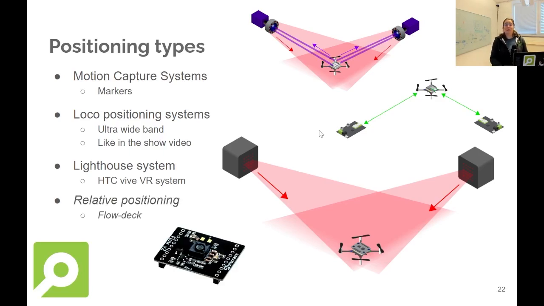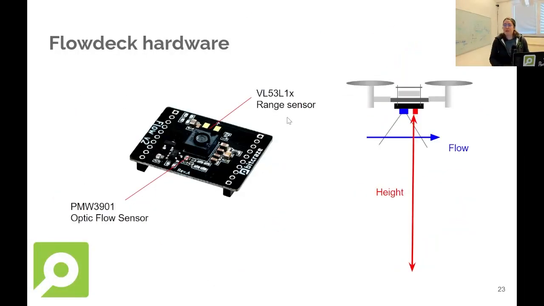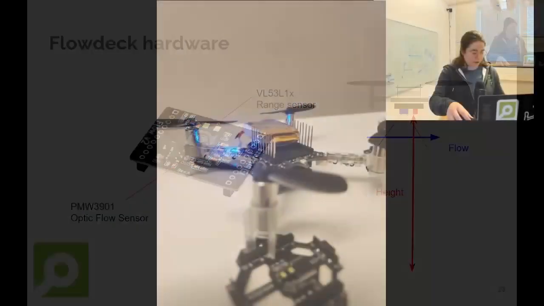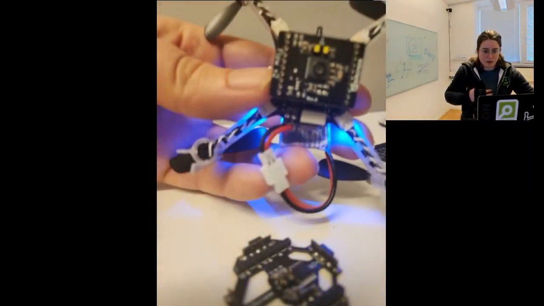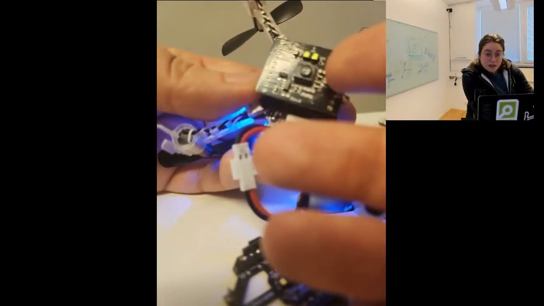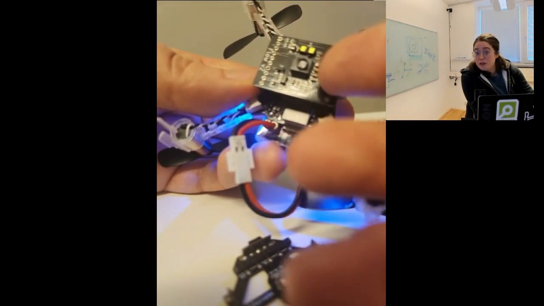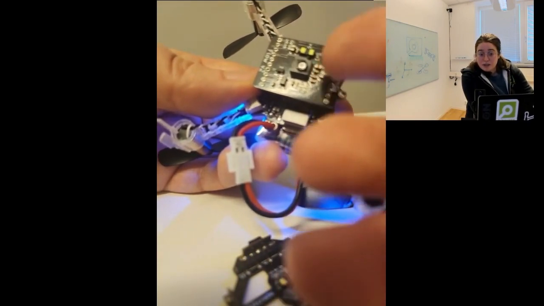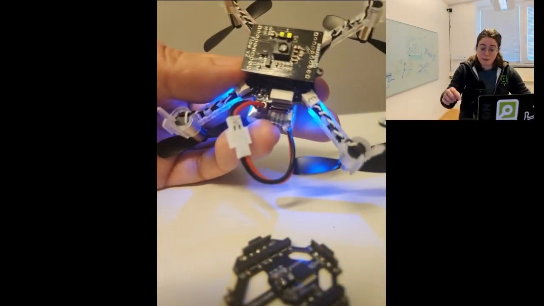And then of course relative positioning, the flowdeck, which is a bit special, because now it's actually using an onboard sensor in order to determine its position. I will go a little bit more into that. If you look at the flowdeck hardware, let me very quickly show you a close-up of that. You'll see a range sensor right here, and an optical flow sensor right here, and with that it is able to determine velocity.